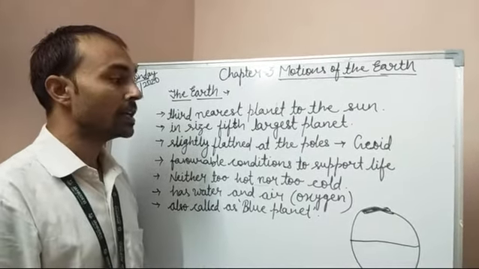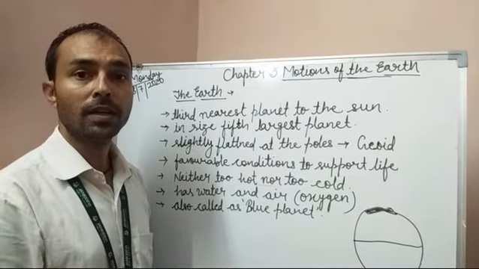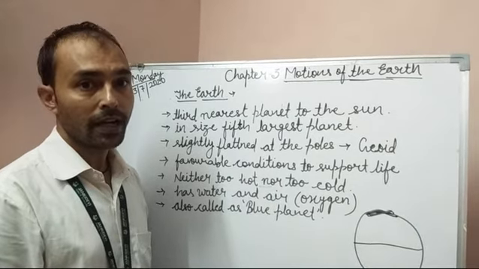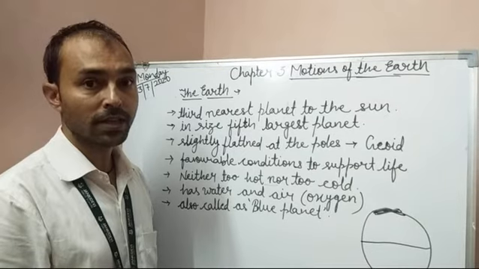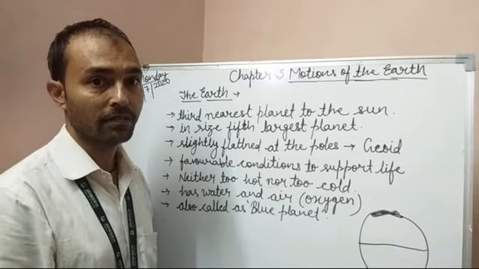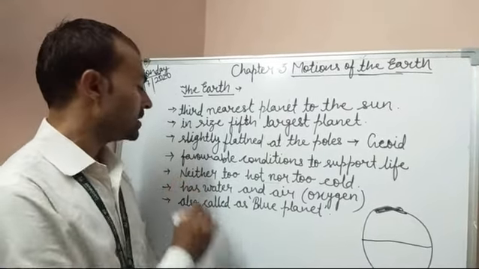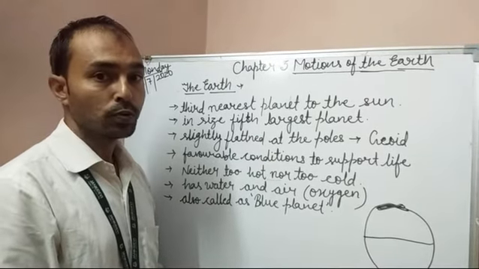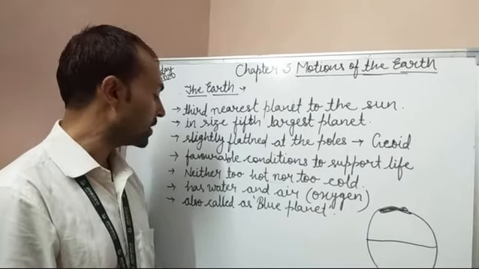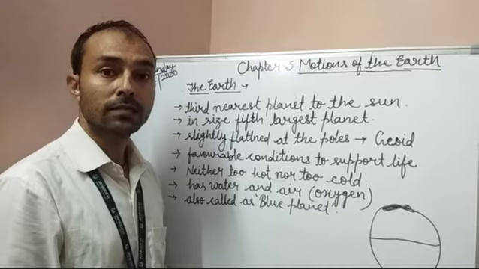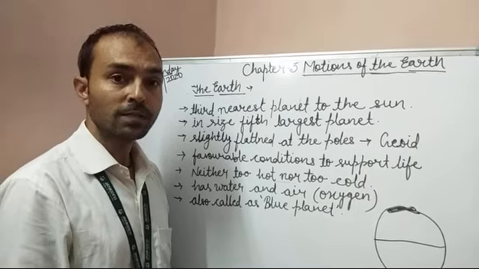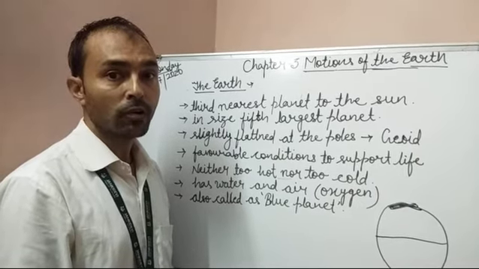Then, favorable conditions to support life, because earth is the planet that supports life, because there is availability of water, land and air, which is the backbone for survival, because without oxygen living beings, especially human beings, cannot survive. It is neither too hot nor too cold. Also, 70% of the earth is covered with water, or different water bodies, because of which it is called the blue planet or the water planet.